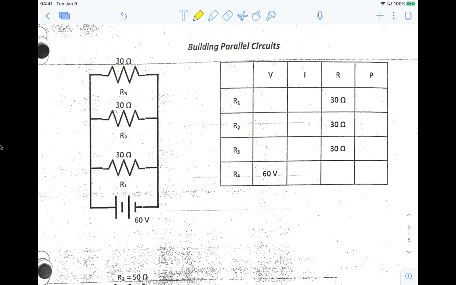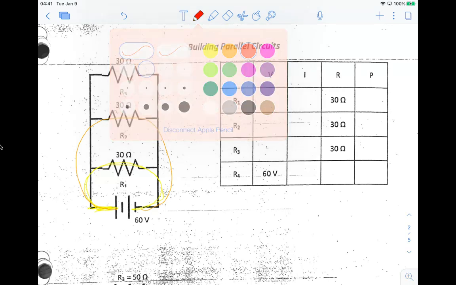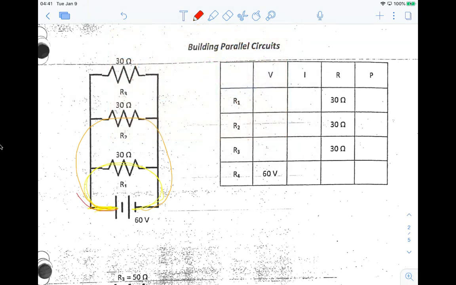So as you travel out from your battery, you're able to go around this way, or you could have, we'll go a different color, we could have not turned down R1, we could have traveled all the way around and went around R2. Or we could have come out of our battery and traveled all the way around to go to R3.